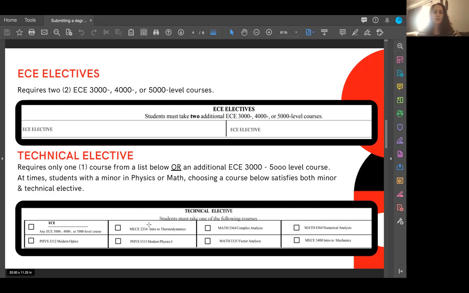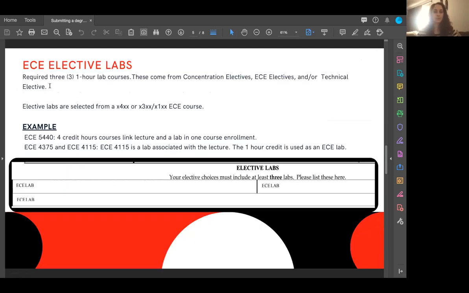Okay, now your elective labs. Fall 19 students have 3 elective labs. Fall 16 students have 4. Again, they can come from a 4 credit hour class, or a 3 credit hour lecture and a 1 credit hour lab class. I used the examples that you see below.